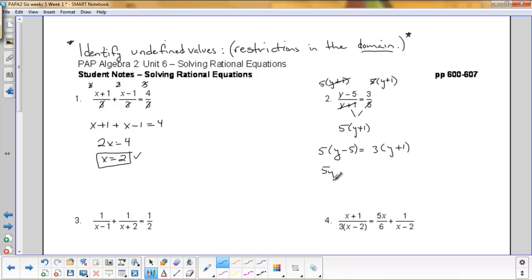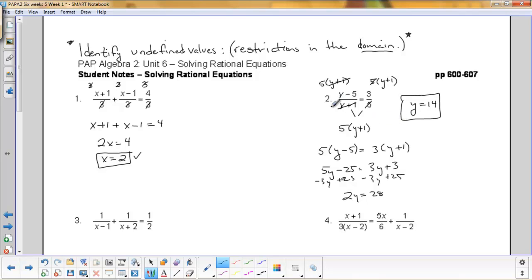Distribute: 5y minus 25 equals 3y minus 3 plus 3. Now I'm going to move my numbers. 3y will come over here because it's smaller. 25 will go to the other side. And I get 2y equals 28. So y equals 14. As with all rationals, please check for extraneous solutions.